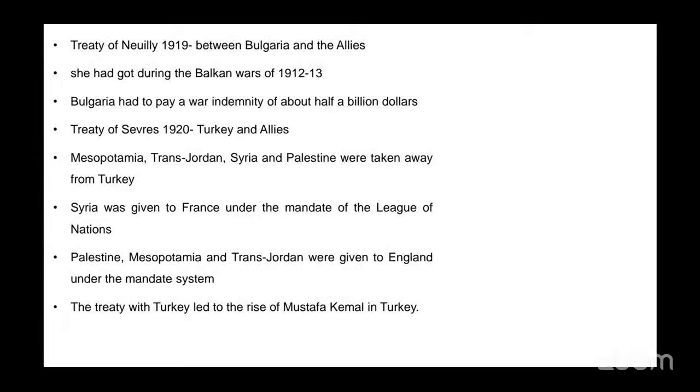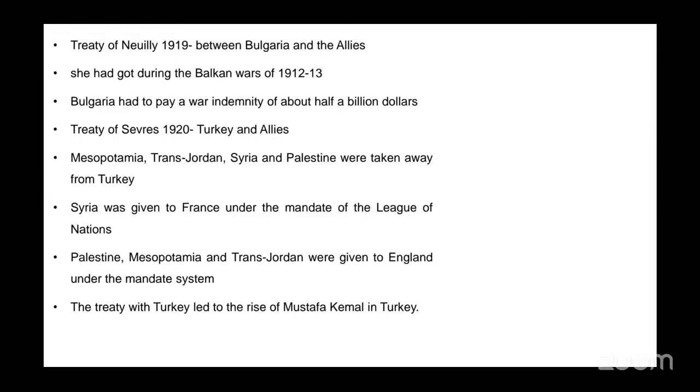Then the Treaty of Neuilly in 1919. This is between Bulgaria and the Allies. So what happens? Basically, during the Balkan Wars, 1912 and 1913, which was not given, so this was given back to Bulgaria, but also Bulgaria had to pay a war indemnity of $500 million.